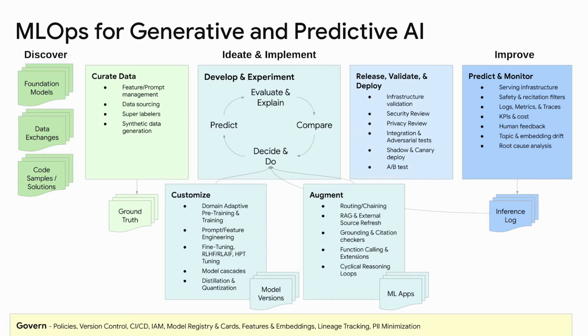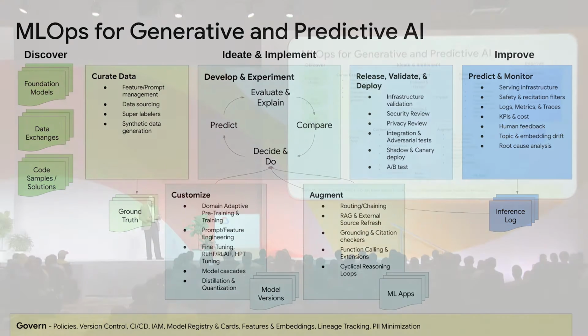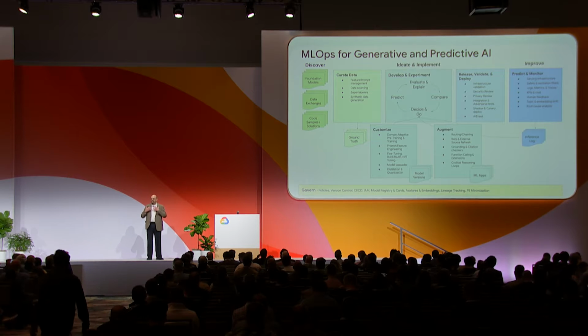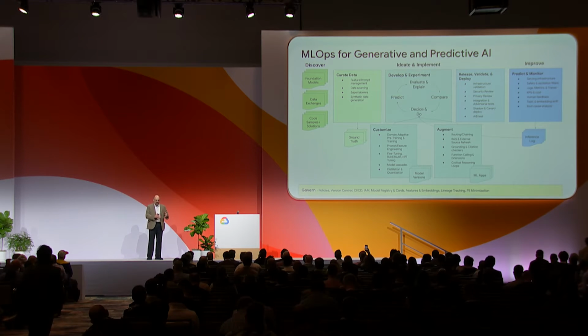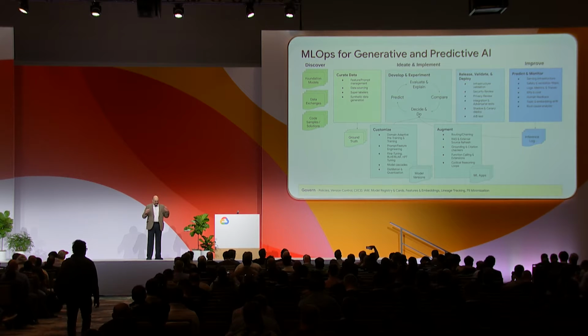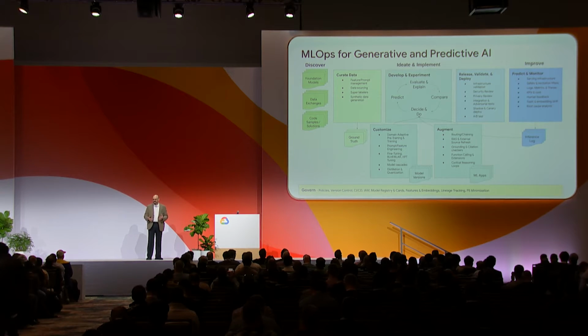So what we've done is come up with a framework that I will not have time to get into every single detail about, that walks through the various different components of what ML ops looks like now in the generative and predictive world, bringing these together. There's data curation. There's development and experimentation. There is the release process and doing validation and deployment. There is the prediction lifecycle and the monitoring capability. There's a whole new set of use cases around customization, as well as augmenting the underlying models. And then this entire process needs to be governed.